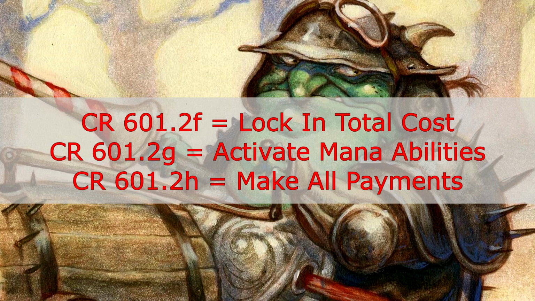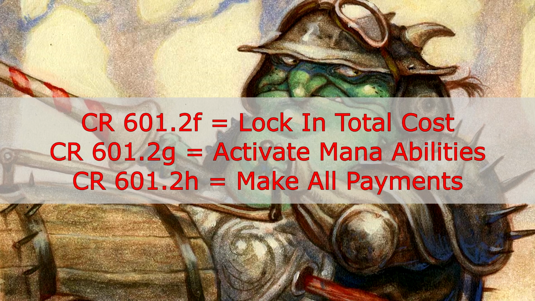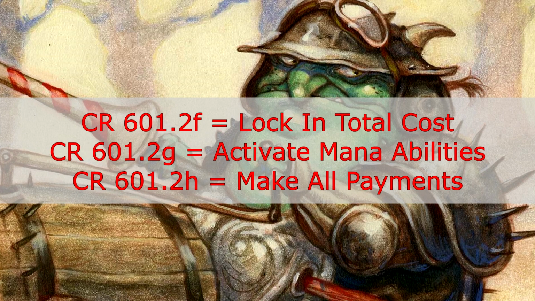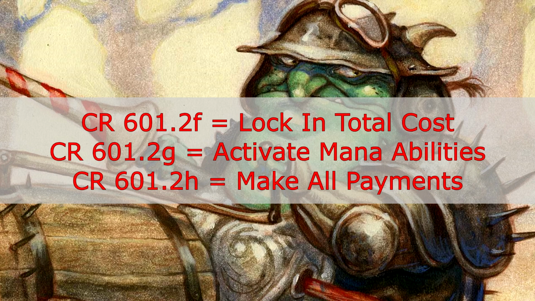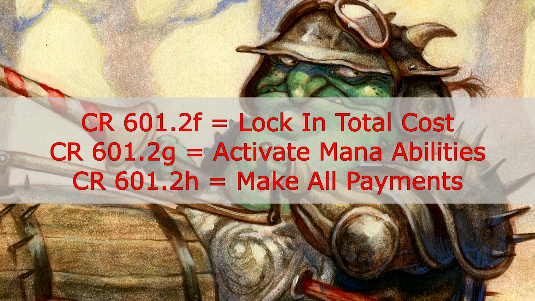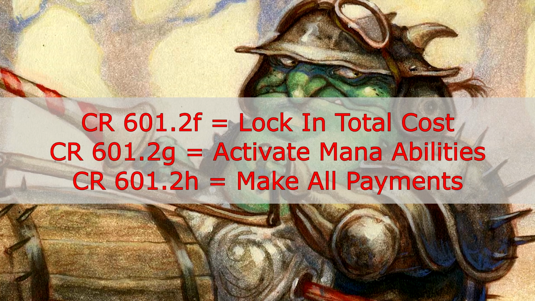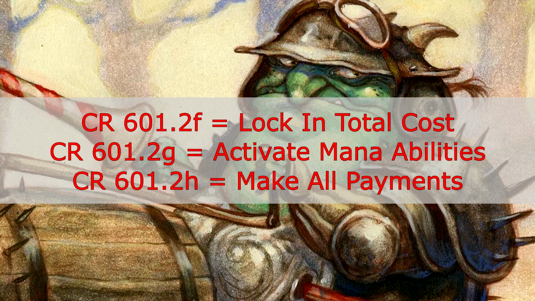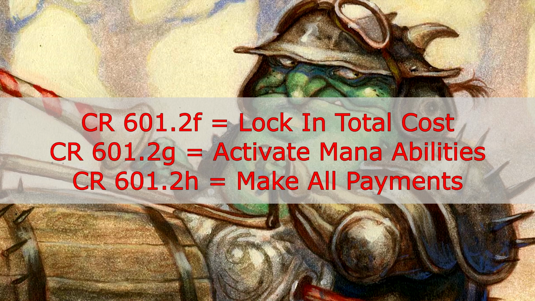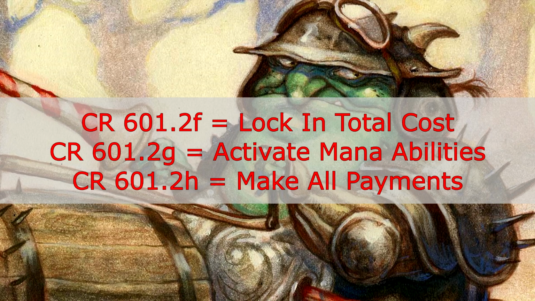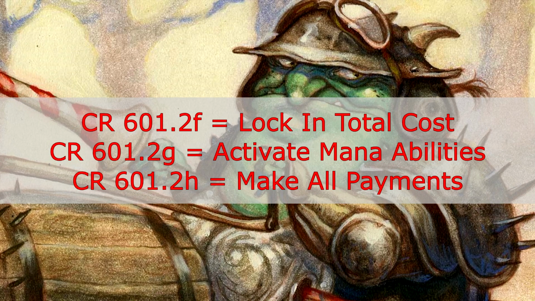So where does 601.2f fit into all of this? After you've announced that you are casting the Mycosynth Golem, 601.2f is when the Affinity ability on it will look at it and see how many artifacts you control. In this case, we have 6 treasures. And so the game will say that the Golem now only costs you 5 mana to cast.